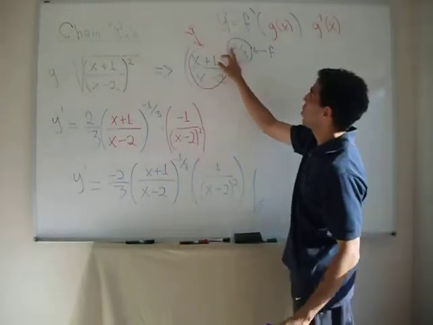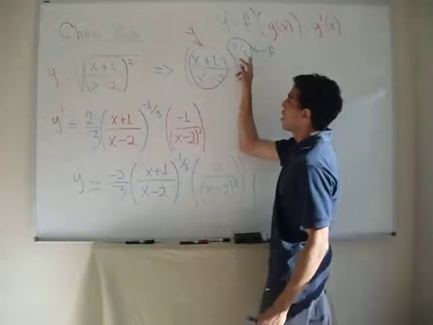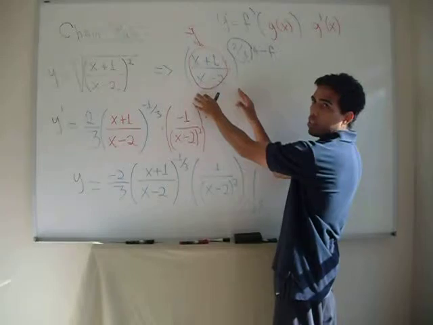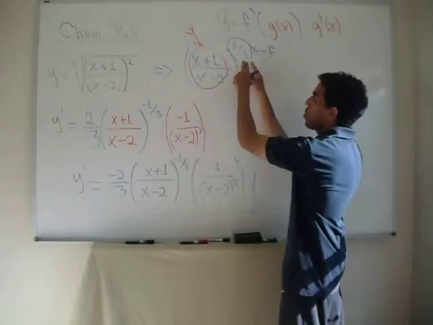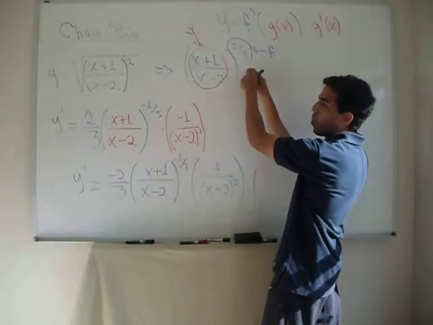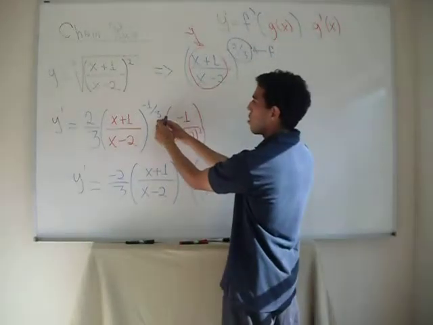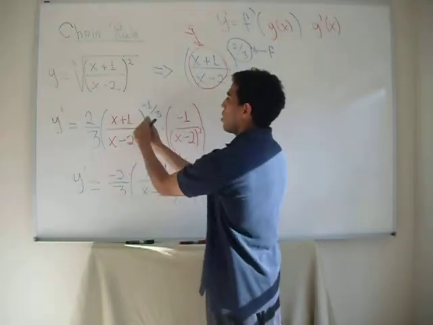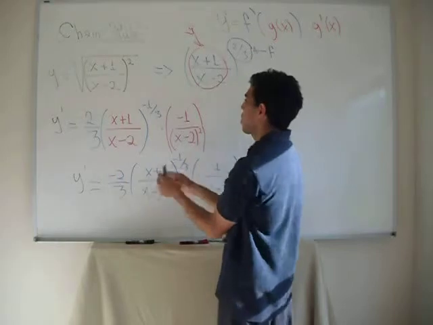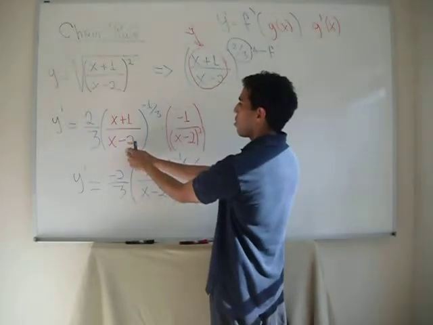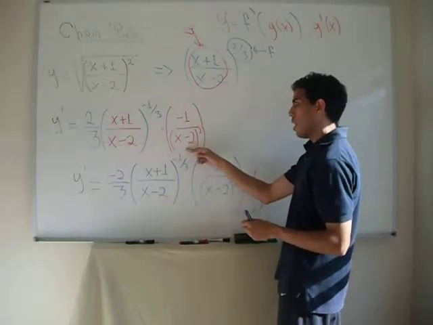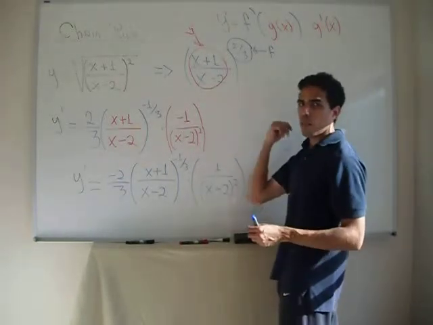Here's the 2, and here's the 3, okay? And now I apply the chain rule in this exponent function, okay? 2/3 goes down. I decrease the exponent 2/3 by 1. 2/3 minus 1 is minus 1/3. Evaluated in g, x plus 1 over x minus 2, which we determined at the beginning, multiplied by the internal derivative of g, which is minus 1 over x minus 2 squared, and we determined that right here.